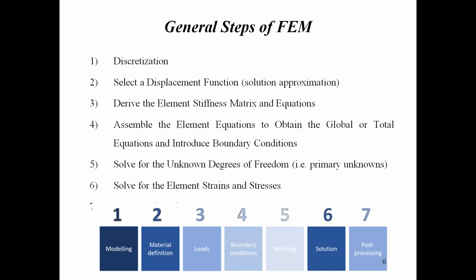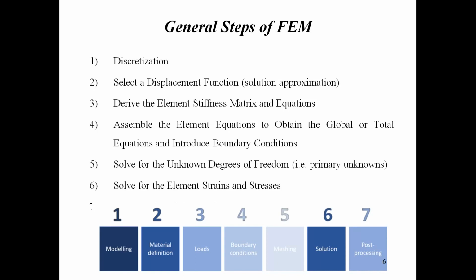So in however many parts you have divided that body, for each and every element we have to prepare a stiffness matrix. And whatever the number of elements, for all the elements, if you have prepared the stiffness matrix, thereafter you have to assemble all the matrices, that is called the global stiffness matrix.